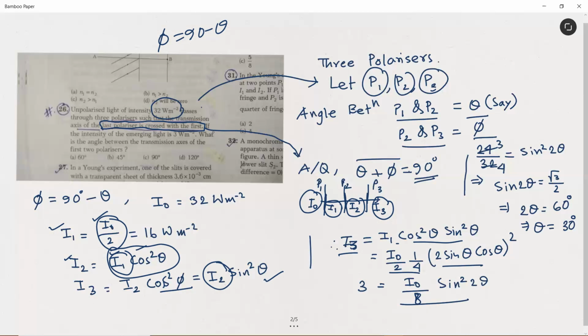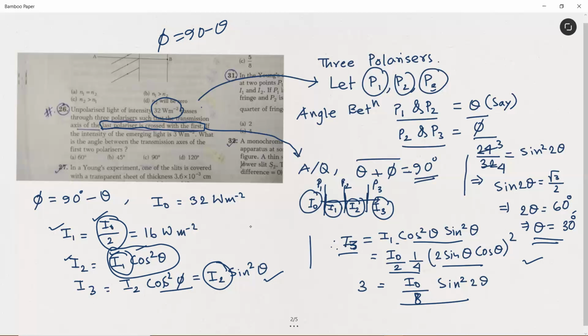After following the steps, we get I0 by 8 sine square 2 theta. You know the equation: 2 sine theta cos theta becomes sine 2 theta. From this equation, 3 8s are 24 and I0 was 32. So 24 by 32 gives us the value of sine 2 theta to be root 3 by 2. So 2 theta will be 60 degrees and theta must be 30 degrees. That should be the answer.